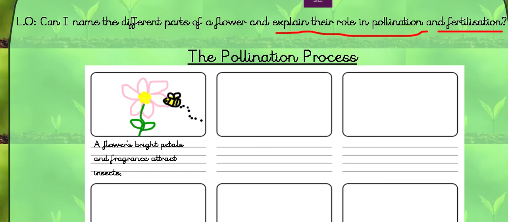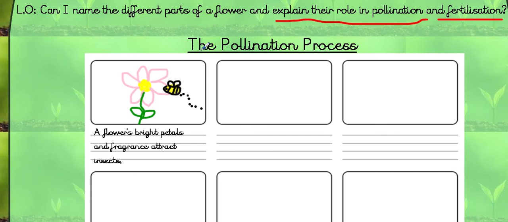And what I would like you to do here is, I've got 6 boxes, so it's going to be like a storyboard. In each box, I would like you to draw a picture for each part of the pollination process. Now I've started and given an example here. So a flower's bright petals and fragrance attract insects. So I've got my flower, I've got my bee, and I've got my sentence to go with it. Then for the other 5 stages, you're going to need to think about what picture you could draw and what sentence or sentences could go with it.